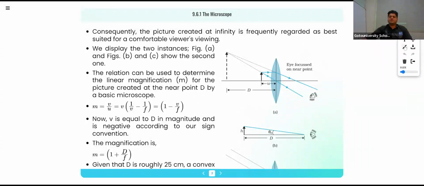Let's see. This is the height of the object. This is the angle of the object. This angle is known as alpha. This is the distance, and that distance is known as capital D. Okay, now what will be the magnification formula in this? See the magnification formula.